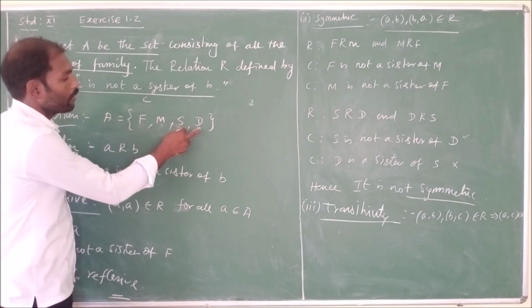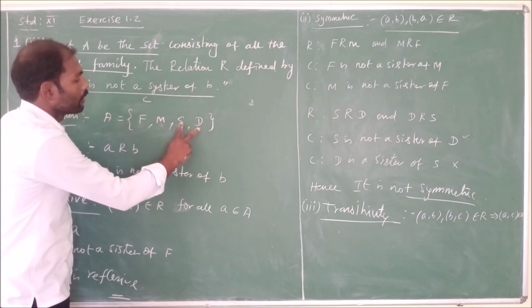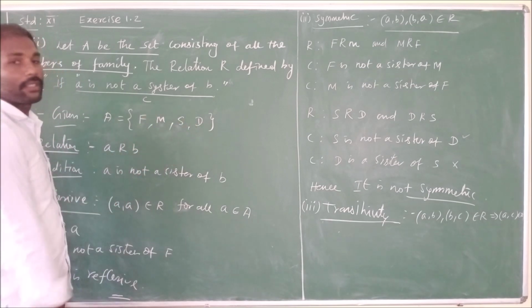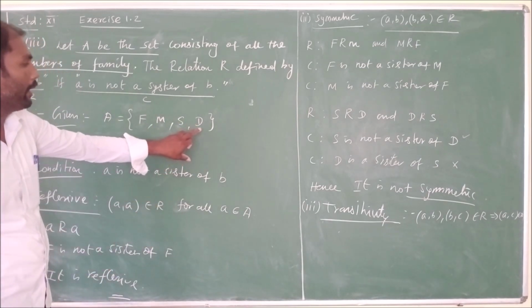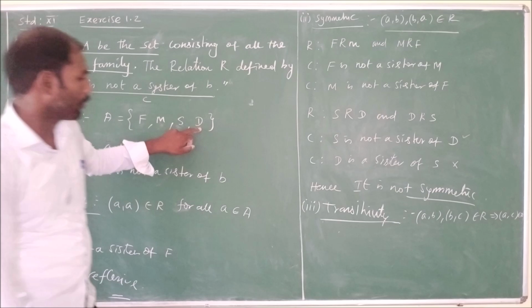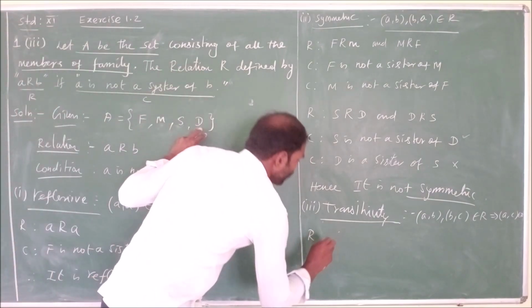Mother is not a sister of daughter. But son is not a sister of daughter. So that is the second pair of the family. Now the third pair of the family, we get the relation.